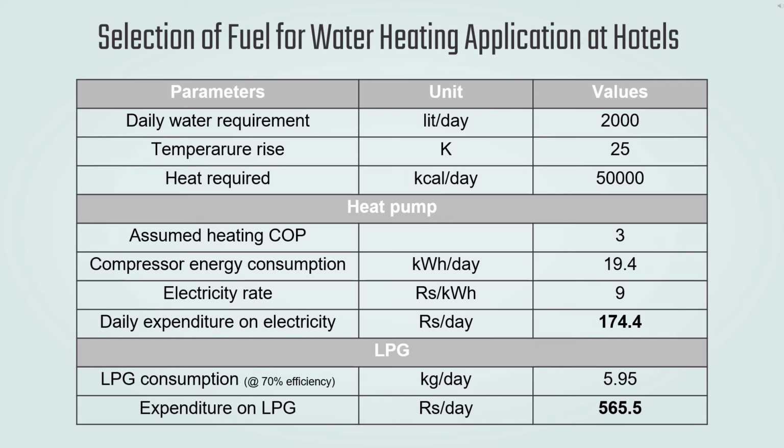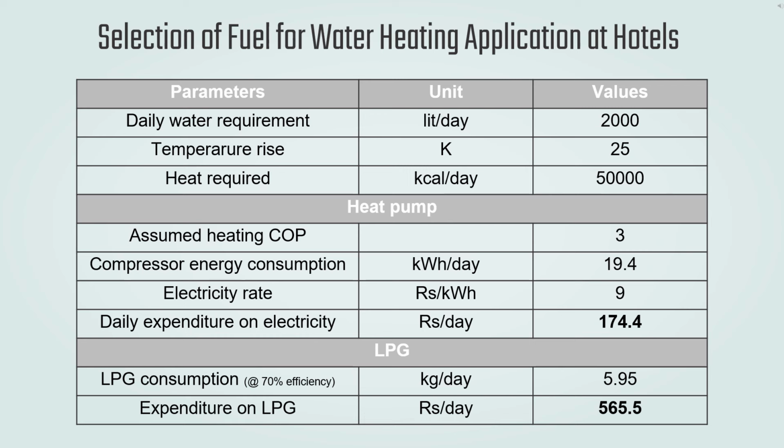Let's see on what parameters these selections can be done. Suppose daily water requirement is 2000 liters per day and the temperature rise is 25 kelvins. So the heat required will be the product of daily water requirement and temperature rise, which is 50,000 kilocalories per day for selecting the optimal fuels.